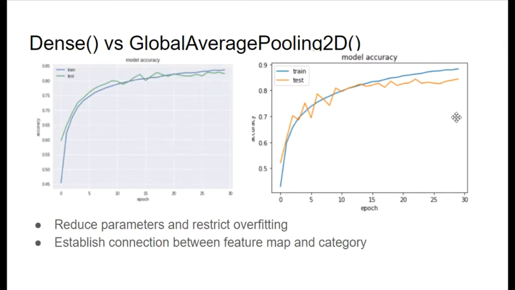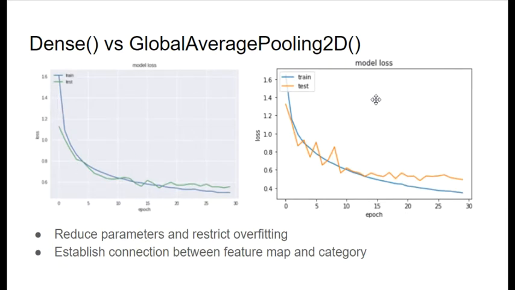According to the accuracy line, we can see that GAP really makes a difference in reducing parameters and minimizing overfitting. And besides, it can establish connection between feature map and the category, so it can help to train the model perfectly.